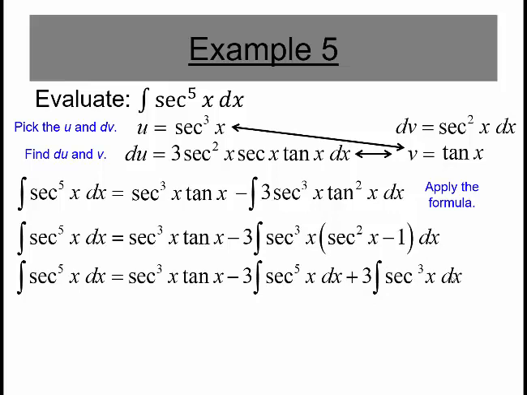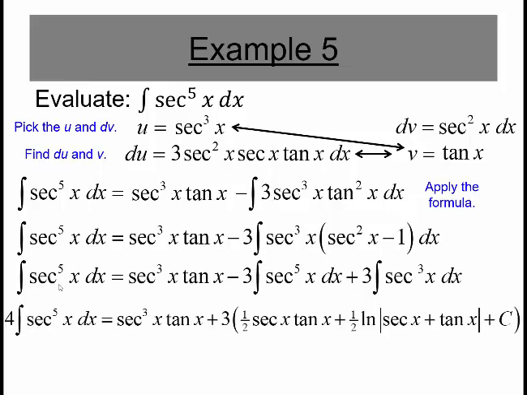What you're going to notice here is that this stinks. I just got another secant to the fifth power x dx. Well, I'm actually going to add this over to the other side. I'm going to add 3 times this integral to this integral over here. And when I do, I get 4 times the integral of secant to the fifth power x, since the integral plus 3 of the same thing gets me 4. Secant cubed x tangent x stays.